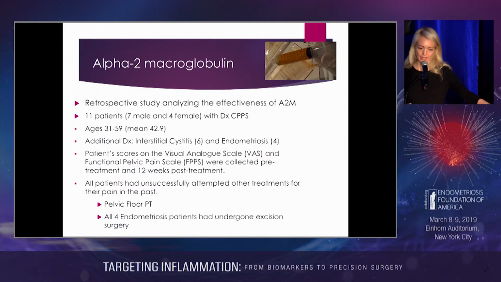So the data that we have, we did a retrospective study analyzing the effectiveness of A2M. There were 11 patients. 7 patients were male, and 4 of them had endometriosis, ages 31 to 59. Additional diagnosis other than endo, 6 had interstitial cystitis as well. We evaluated their visual analog scale as well as their functional pelvic pain scale pre and post-treatment. All 11 patients had completed an endometriosis excision surgery, as well as multiple courses of pelvic floor physical therapy.